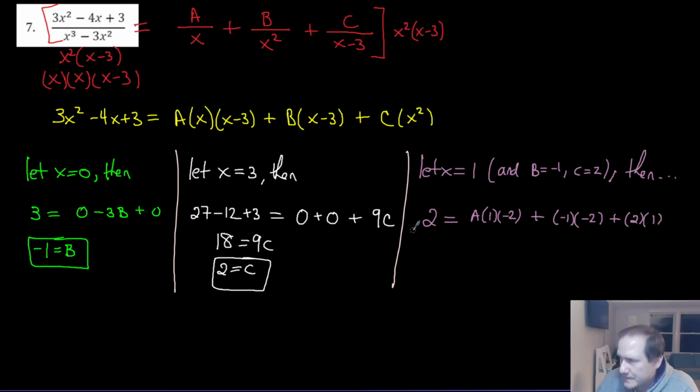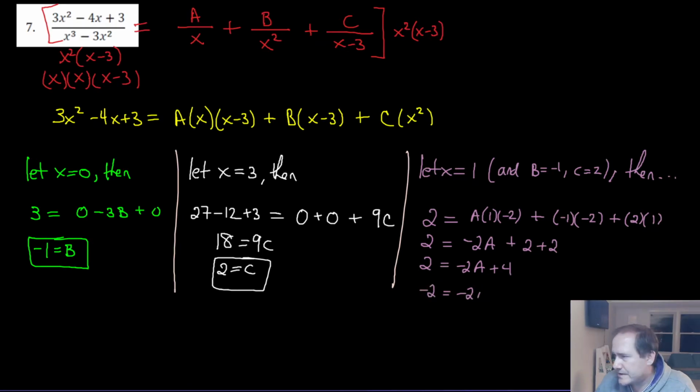So here we are. We've got this 2 that equals -2a plus 2 plus 2. So that means 2 is equal to -2a plus 4. So subtract 4, and -2 is equal to -2a. Dividing gives +1 as our a value.